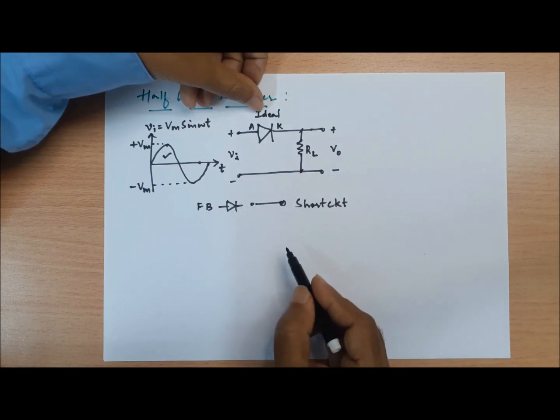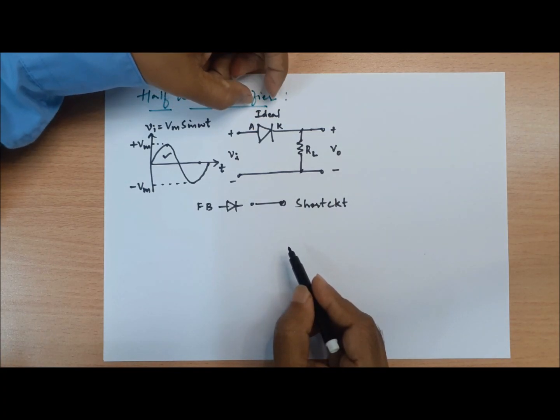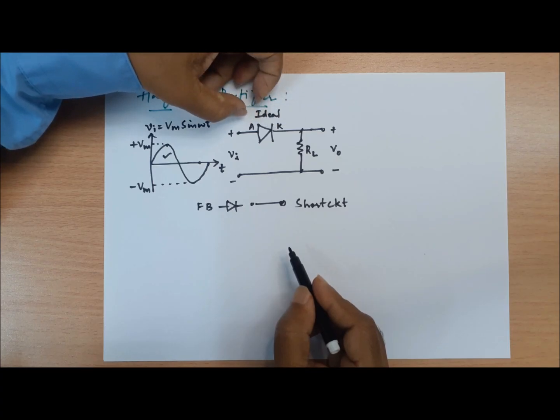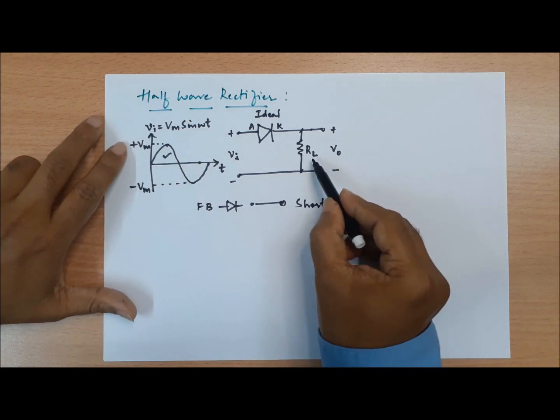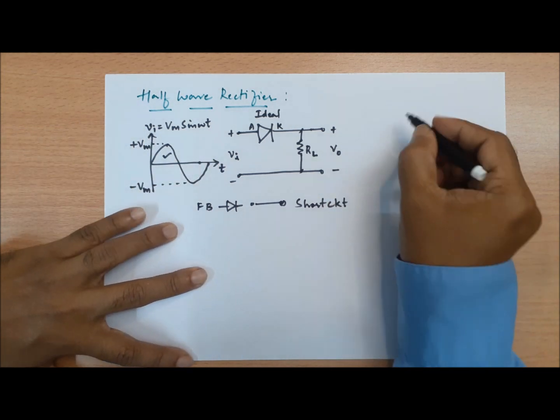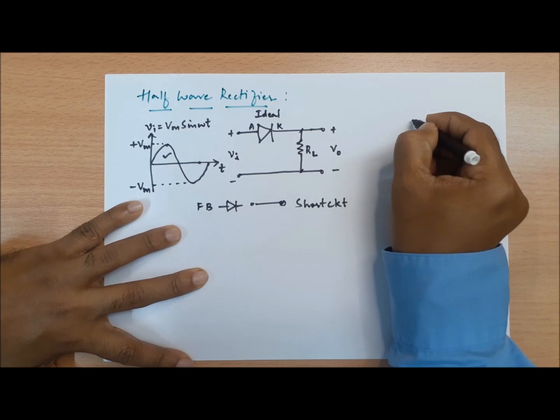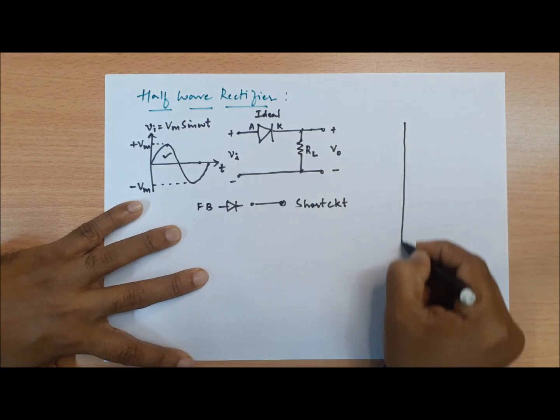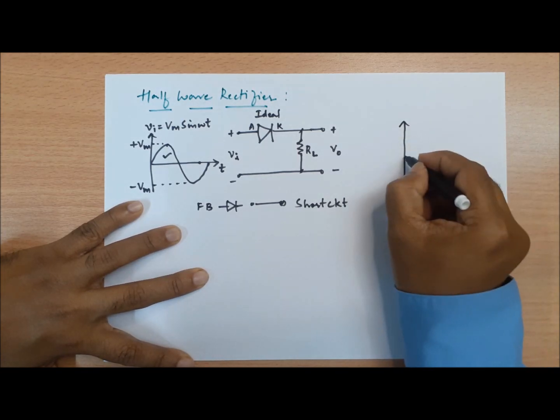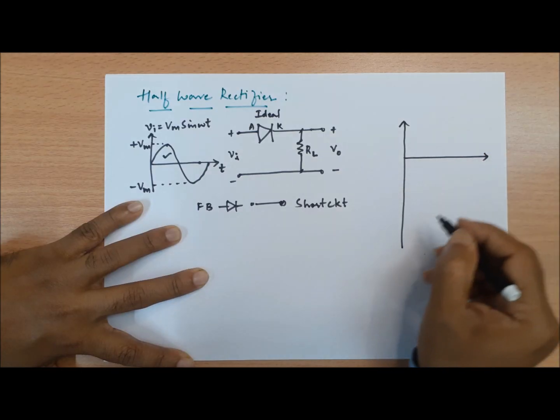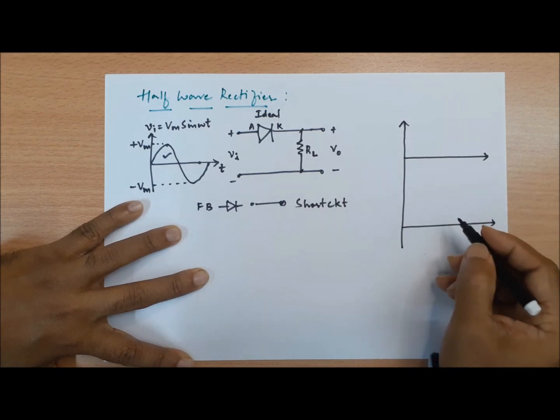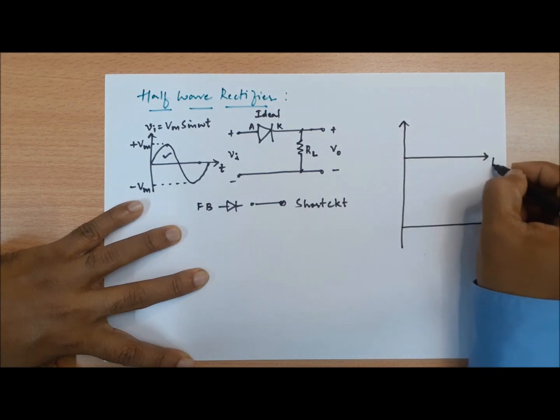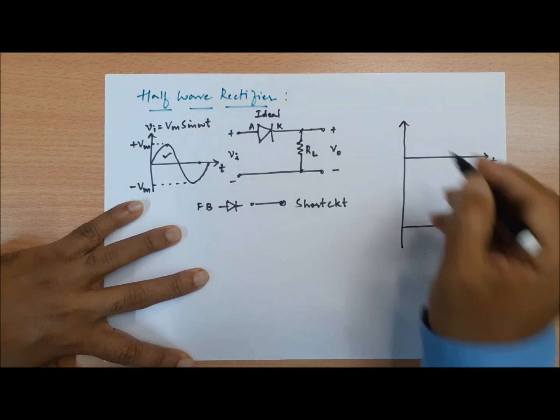Because we have assumed that the diode is ideal, when it is conducting, virtually there is no voltage drop and the entire input voltage appears across the load resistor RL, right? So if I want to draw the input signal as well as the output signal in a common graph with respect to common scales, this is how it looks.